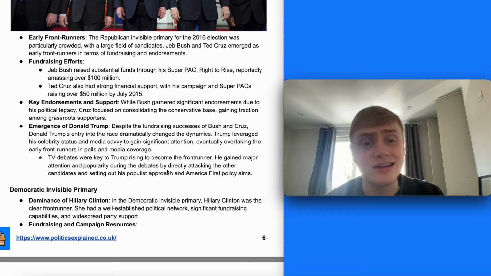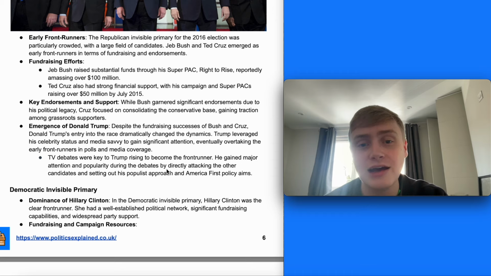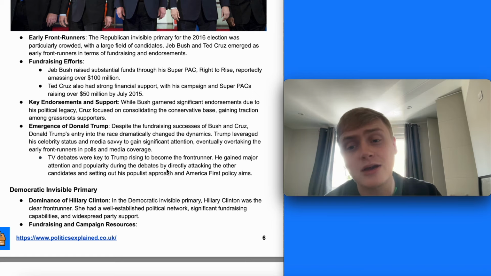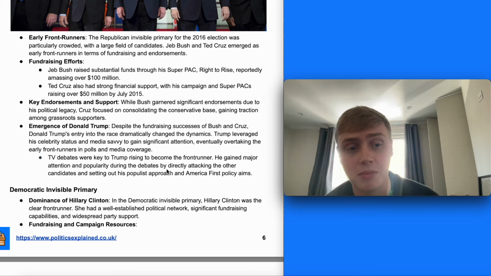While Bush garnered significant endorsements due to his political legacy, Cruz focused on consolidating the conservative base and gained traction among grassroots supporters. But despite the fundraising success of these two figures, Trump's entry into the race dramatically changed the dynamics. He leveraged his celebrity status and media savvy to gain significant attention, eventually overtaking the early frontrunners in polls and media coverage. And TV debates were really crucial for this. He gained major attention and popularity during the debates by directly attacking the other candidates, being very controversial and setting out his populist approach and America First policy aims, which began to receive a lot of traction from the Republican base.